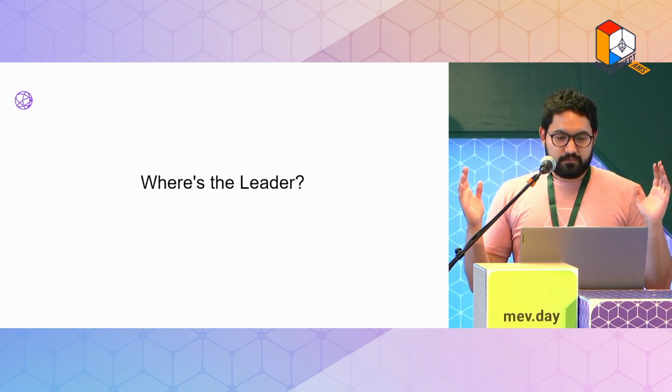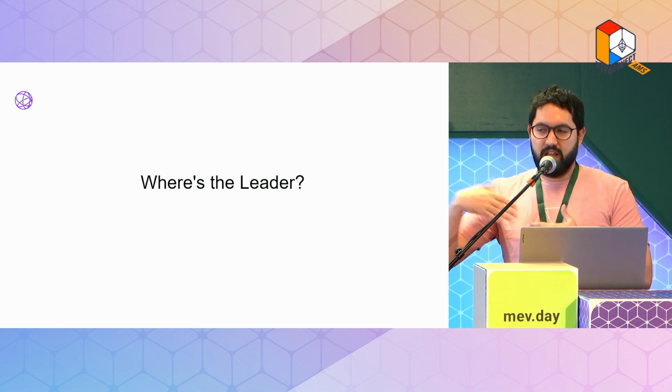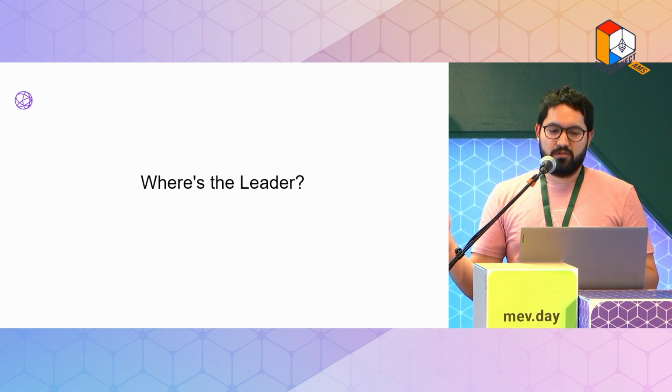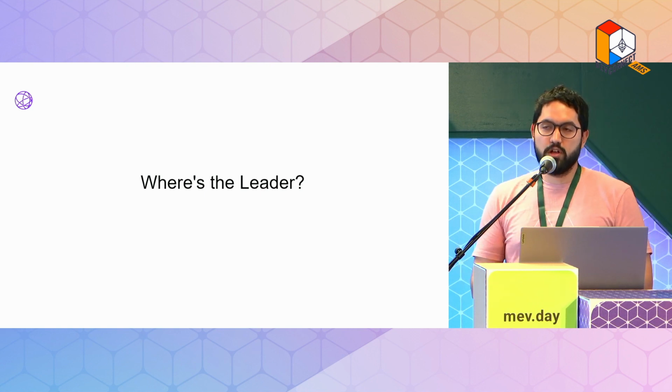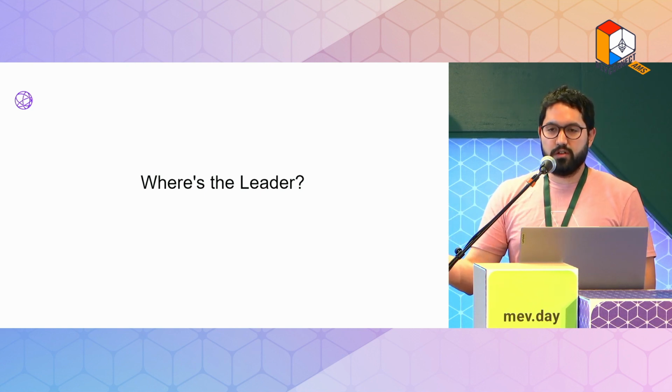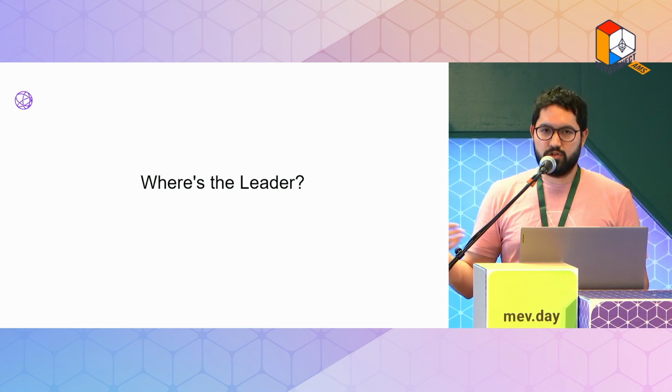Okay, so now we're going to explore different layered architectures, and we're going to point out where the leader is. Because again, miner extractable value is analogous, or very close, to leader extractable value. So we want to see where the leader is to know if this MEV is on layer 2, on layer 1, on the data layer, or on the execution layer, and see if there are nice things we can do to move MEV from one place to another.